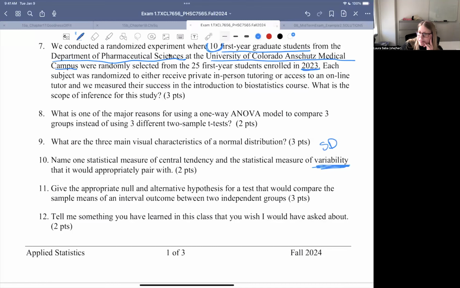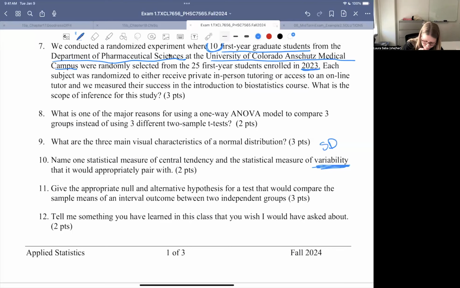Remember, variability is a population characteristic. It's how much values vary from one to another, whereas standard error of the mean is all about the mean that we're measuring and how good of a job we are doing at estimating that population mean from our sample mean.